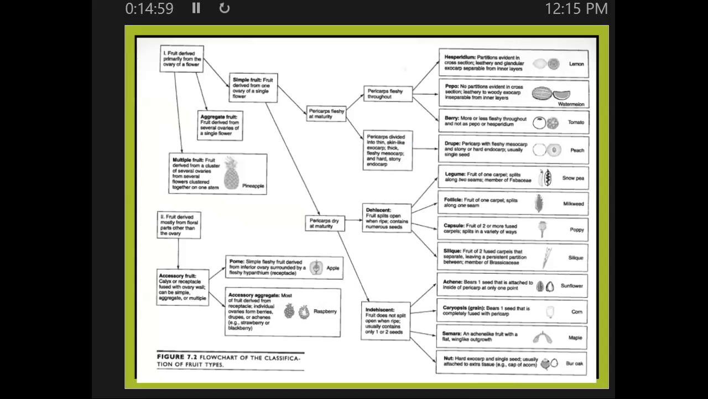And then when you dissect the fruit in lab, you'll be looking for how many seeds are in there and trying to dissect the different parts of both fleshy and dry fruits.